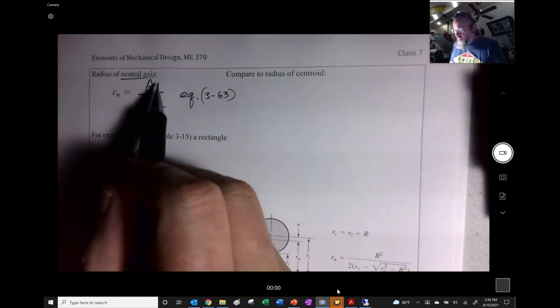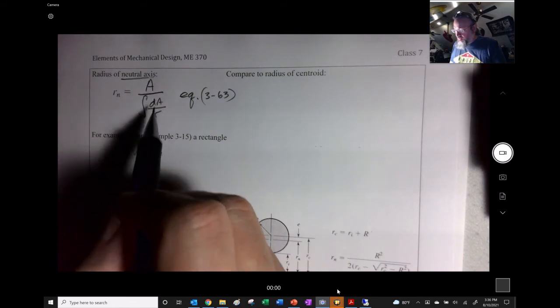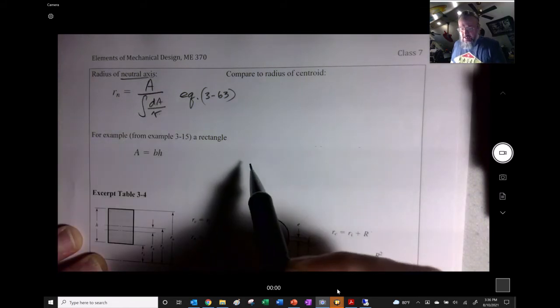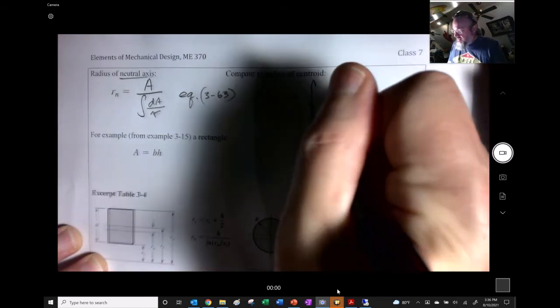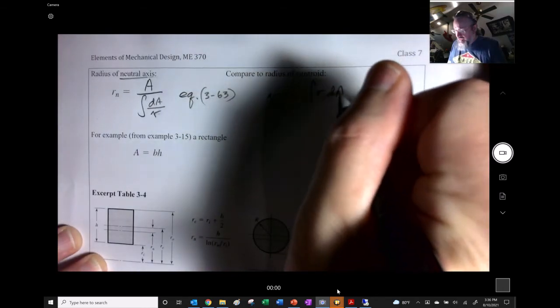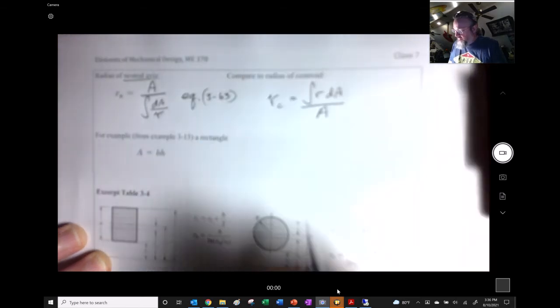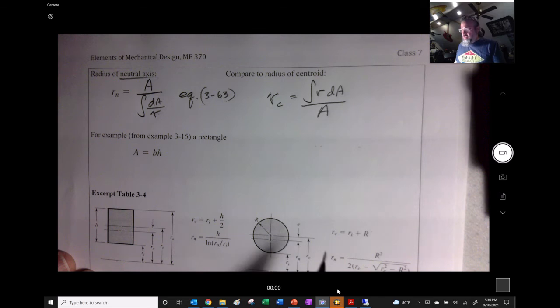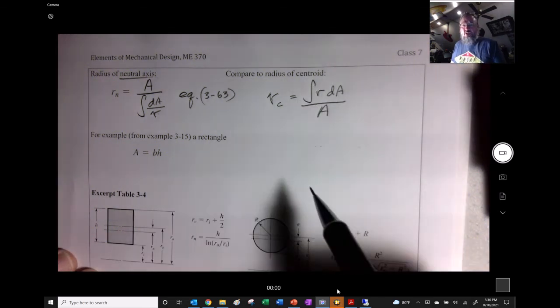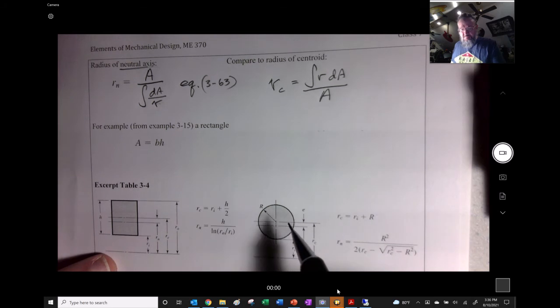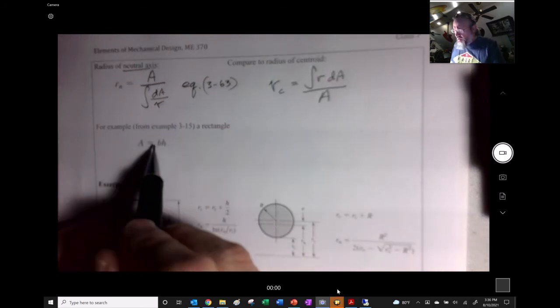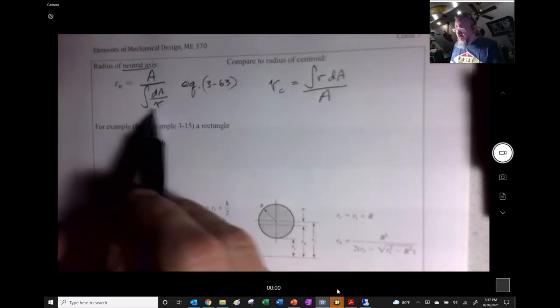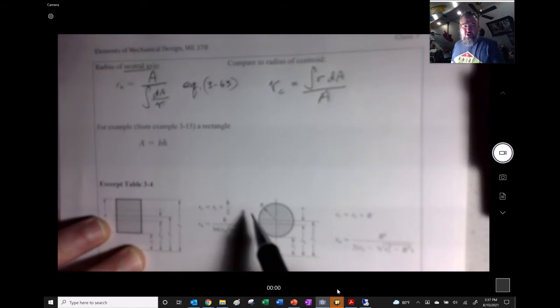So we take the overall area and we take the incremental areas divided by the radius to get there. Compared to Rc, which is the integral of R dA divided by A. It's kind of an interesting comparison to make. This is generic. This is always true if we were trying to find the centroid of the thing. To apply this, we're just going to look it up in a table.